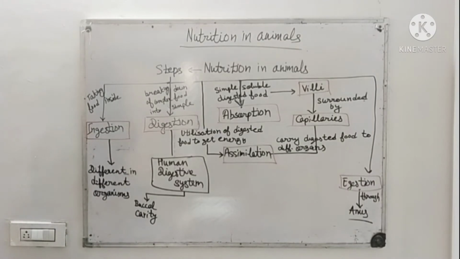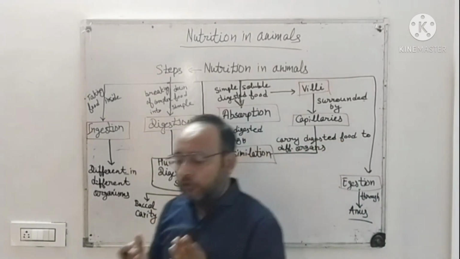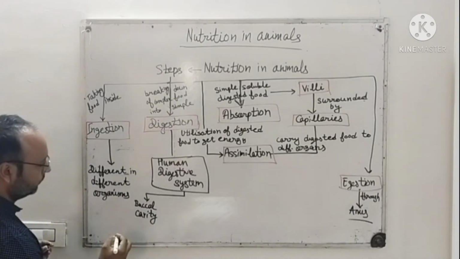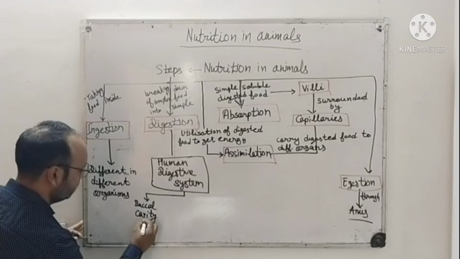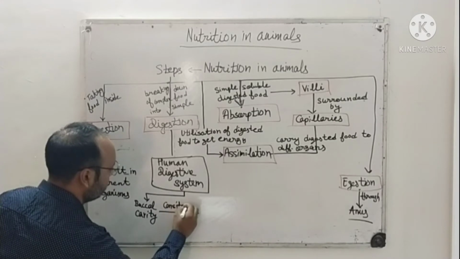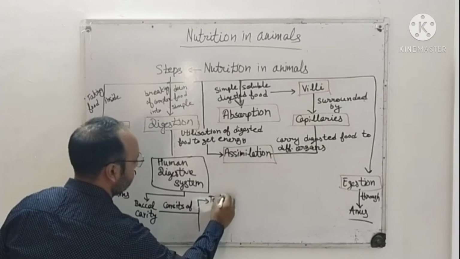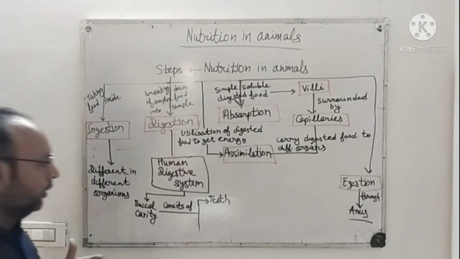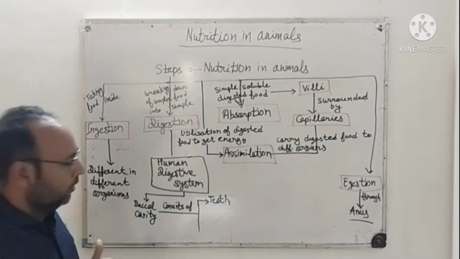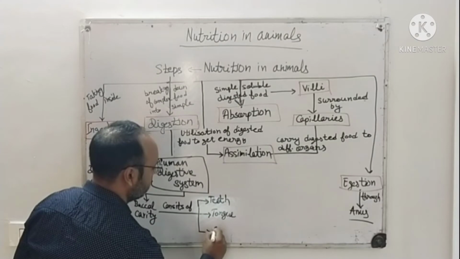So buccal cavity. We know that intake of food is through the buccal cavity, the mouth. So what is present in the buccal cavity? What does it consist of? It consists of teeth. We have already discussed the four types of teeth: molars, premolars, canines and incisors. Apart from this, we have the tongue, a muscular organ, and the salivary glands.